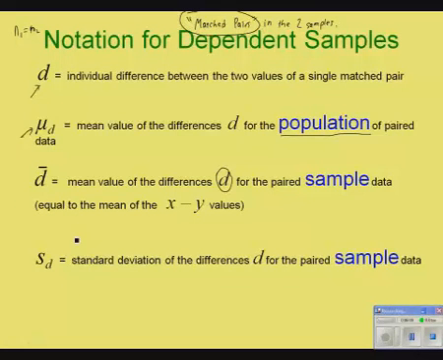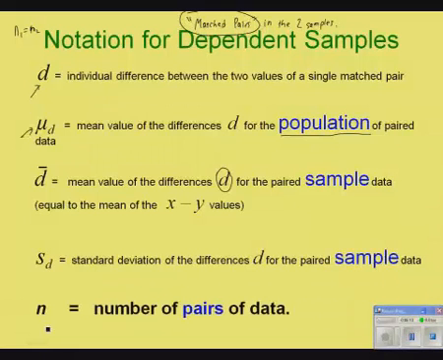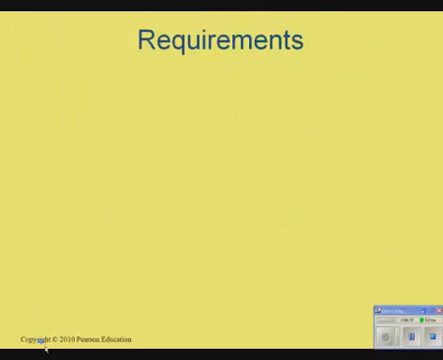Sigma D, I guess that would be the standard deviation of the differences for the population data. And again, here, I'm just going to use N, not N1 or N2. But I guess, will I even need sigma D? I doubt I'll need it. But yes, that would be a nice notation for the population. Okay, a list of requirements.